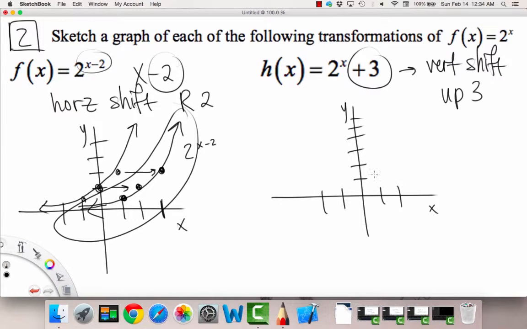1, 2, 1, 2. Okay, so normally what we would have is something like this. I always like to draw the original parent or toolkit graph first and then do the transformation. So if we move each of the points up 3, we get 1, 2, 3 here, and then 1, 2, 3 there, and then 1, 2, and 3 there. Then we have something like this, and we also see that our horizontal asymptote moved up by 3 as well. So now our horizontal asymptote is at y equals 3.